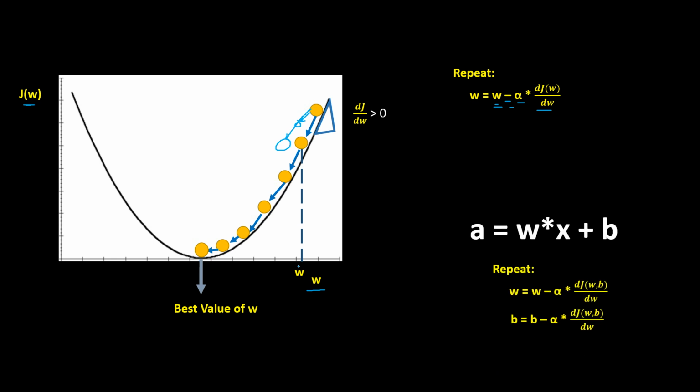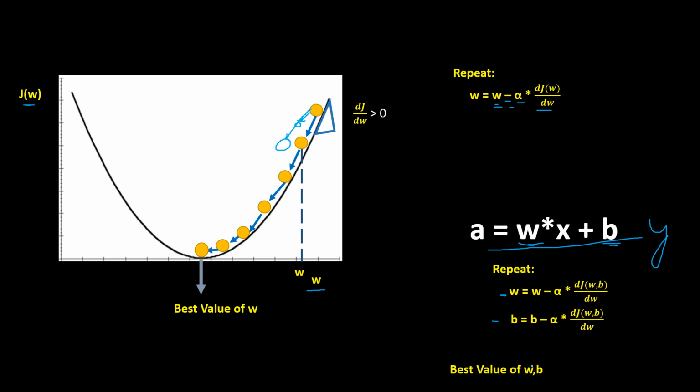Okay. But for our model, we have two parameters, w and b. So this I just showed you for w. We have to do this gradient descent for both w and b, and we have to get the best value for both w and b. And here J will be a function of w and b, because J is the cost function, which is the difference between the predicted value and the actual value y, and the predicted value is a function of w and b. Okay, so this is how gradient descent works.